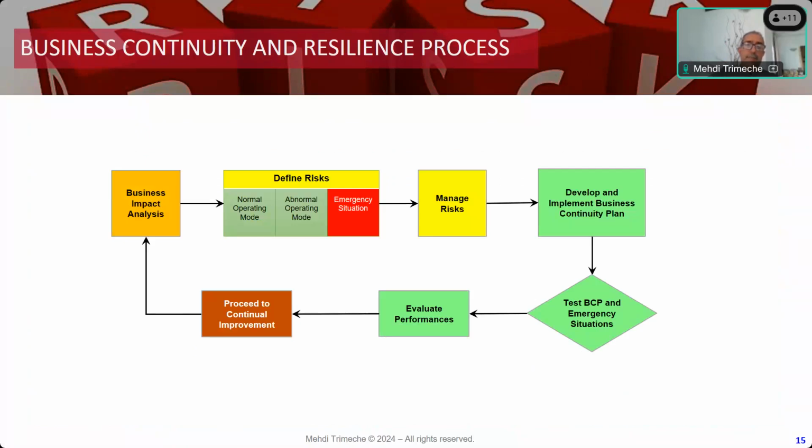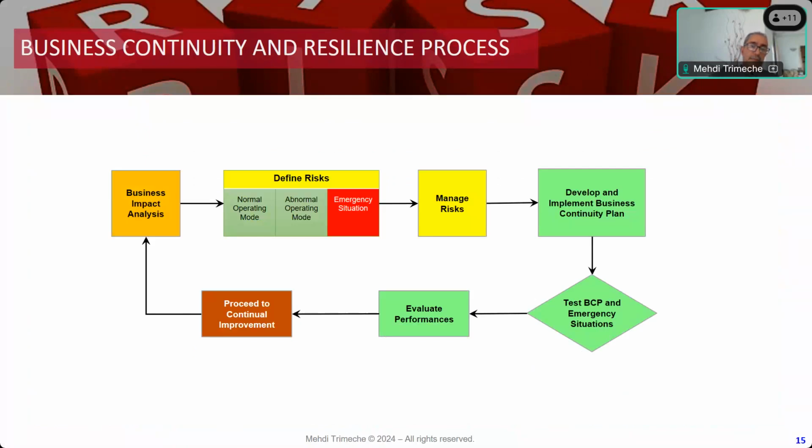Then we develop and implement a business continuity plan. In the business continuity plan, we will find actions, and we will find the responsibilities for each part. Sometimes it can include even the financial department, the IT department, etc. So not only the main business processes for the company, and we will manage the implementation of the business continuity plan.